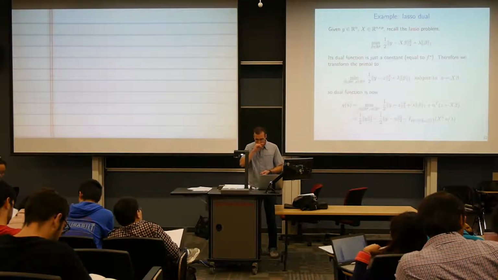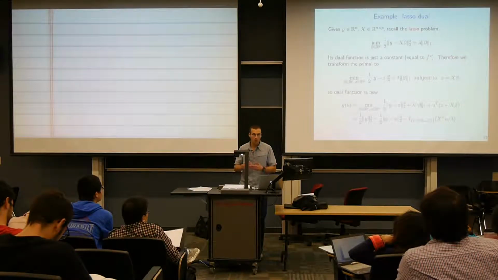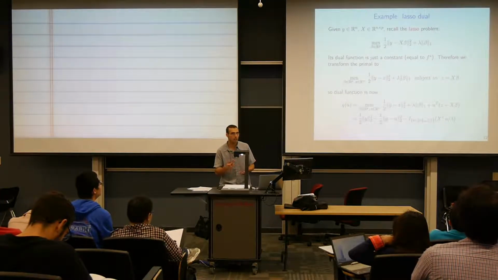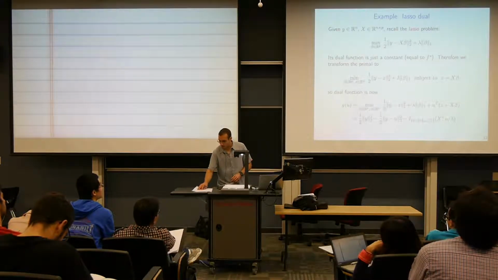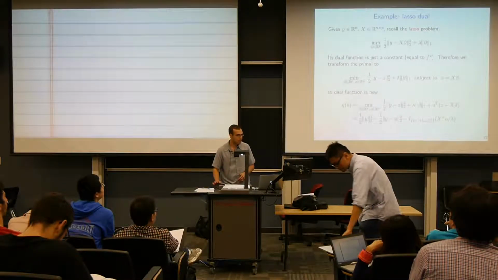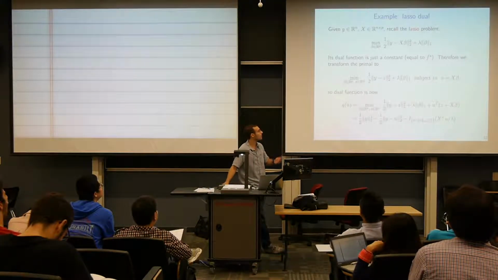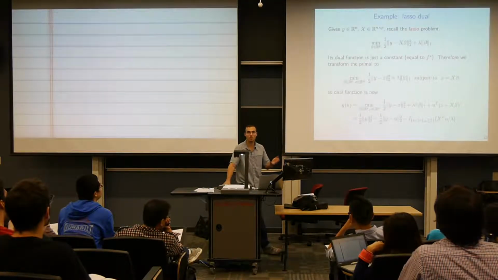Let's go through the steps, and we'll find out that once we know conjugates, they play a role in deriving the dual. We're also going to see an example of a trick we have to play in order to get a dual. So the Lasso has no constraints if I write it this way, in Lagrange form, penalized form.